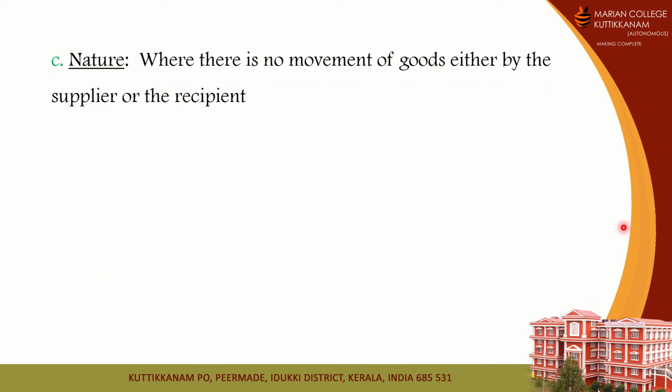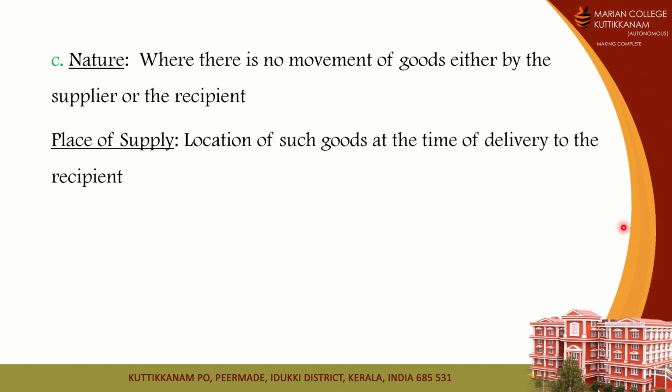Now we have the third situation where the nature of supply is where there is no movement of goods either by the supplier or by the recipient. So in case of certain types of goods like buildings, some examples like plant which are fixed to the ground, there is no movement of goods happening there. So in such cases, what will be the place of supply of goods? It will be the location of such goods at the time of delivery to the recipient. So at the time of delivery of that particular good to the recipient, what will be the location of the good? That will be the place of supply.